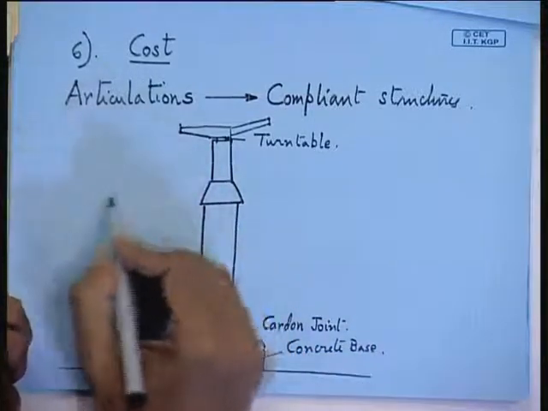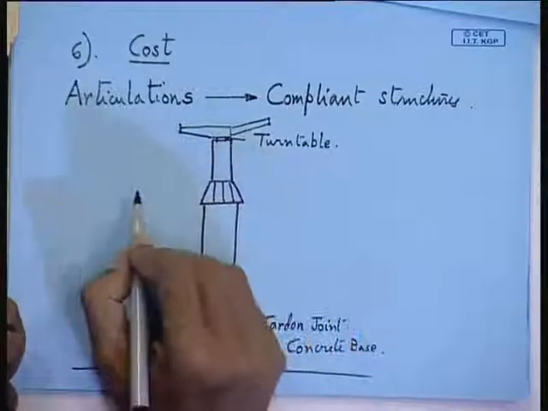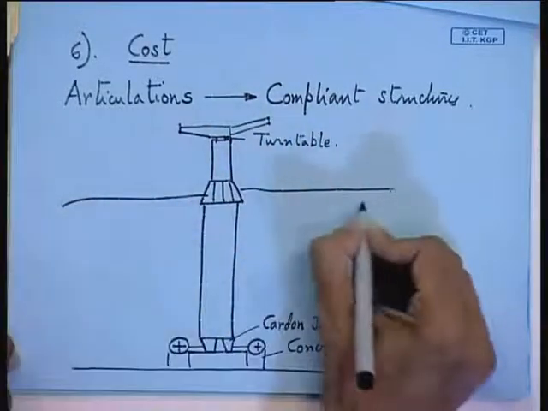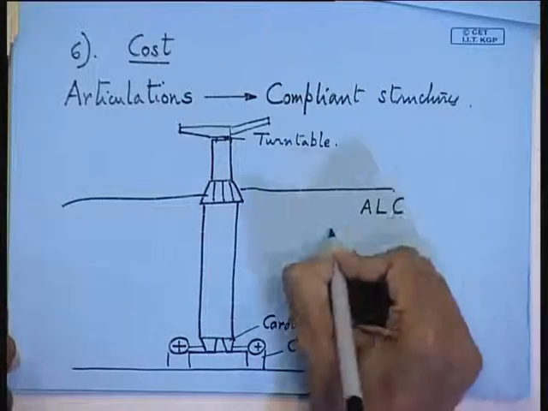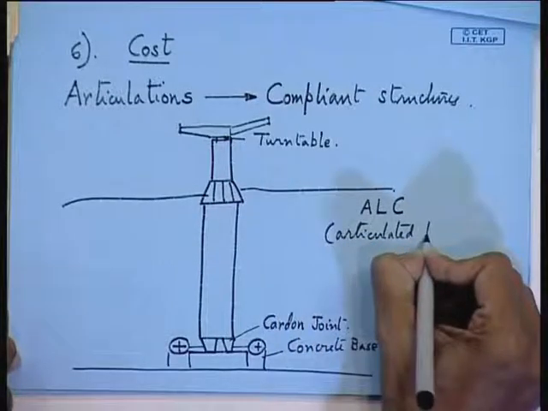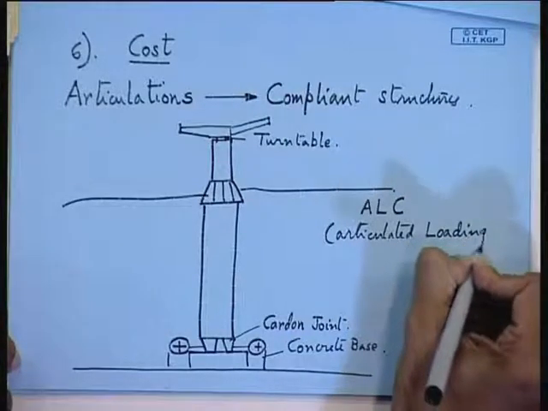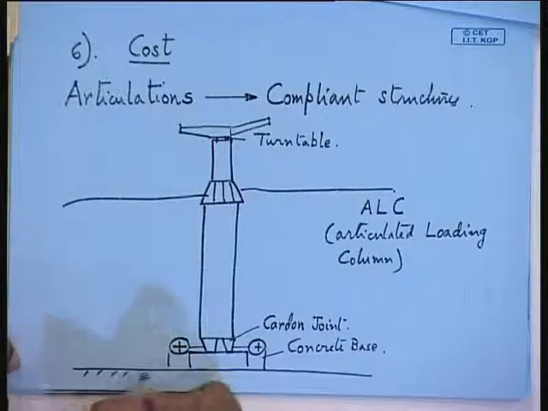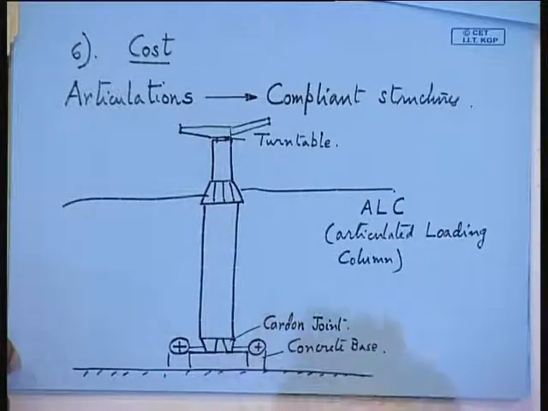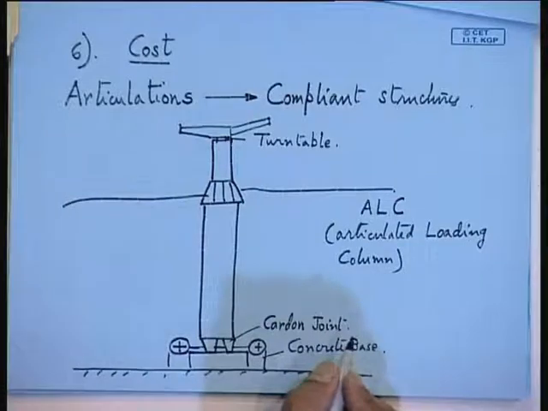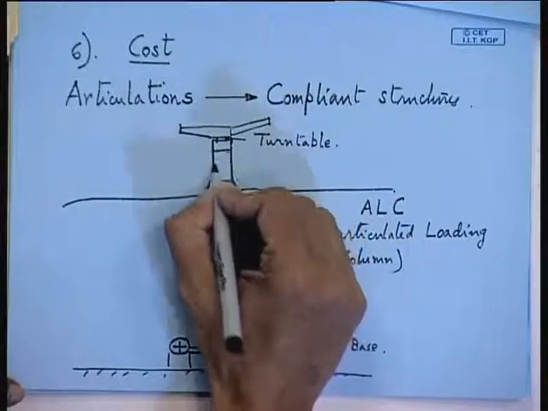Now, in the diagram that I have drawn out here, these are normal fenders you will get. This is your water line. This is called an ALC, articulated loading column. The articulation is at the seabed, that is your seabed line. Now, a cardan joint will give you motion in one direction, but not in this direction. It is not a universal joint.